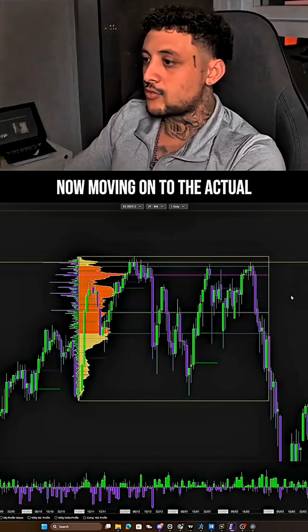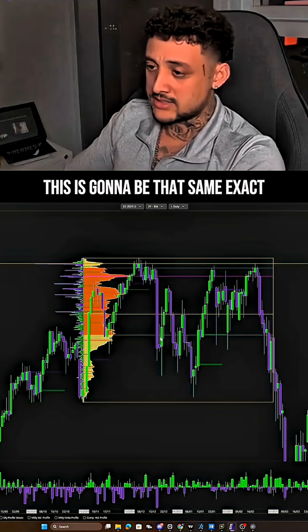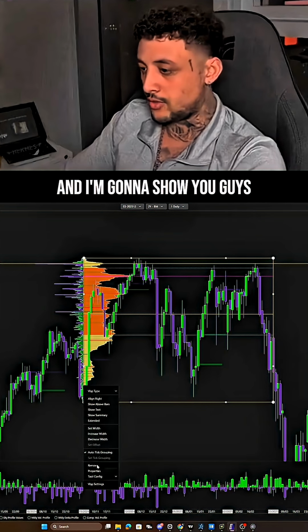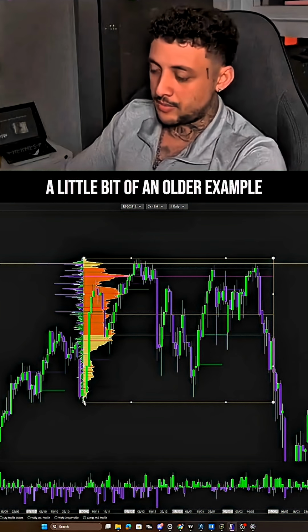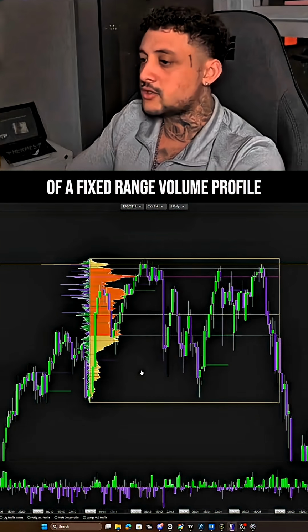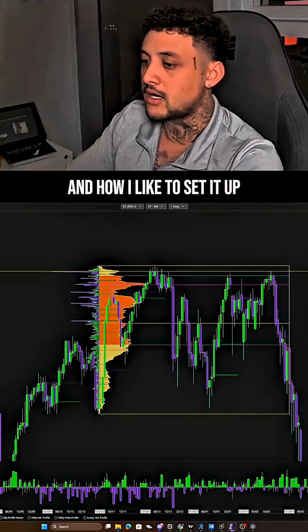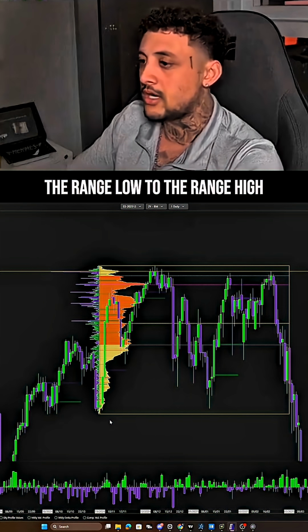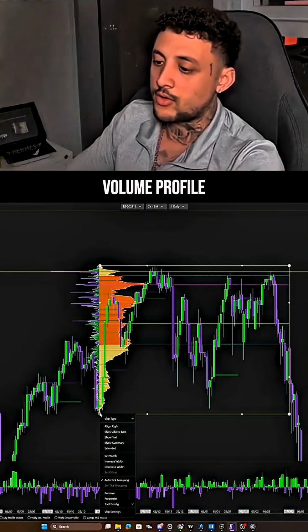Now moving on to the actual chart here, this is going to be that same exact area on the volume profile. I'm going to show you guys a little bit of an older example and a newer example of a fixed range volume profile, and how I like to set it up is essentially from where the range actually began, the range low to the range high. That's where I would mark up my volume profile.